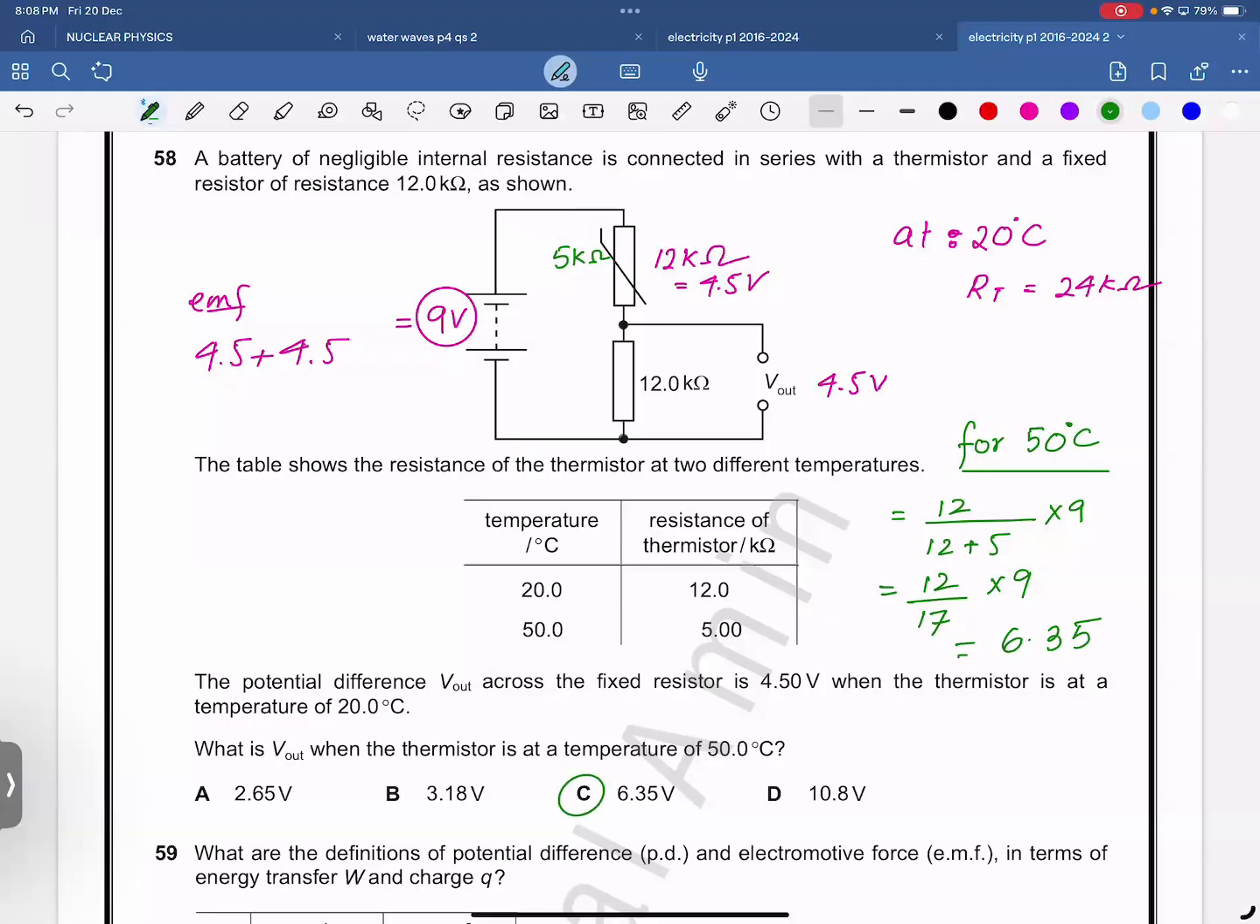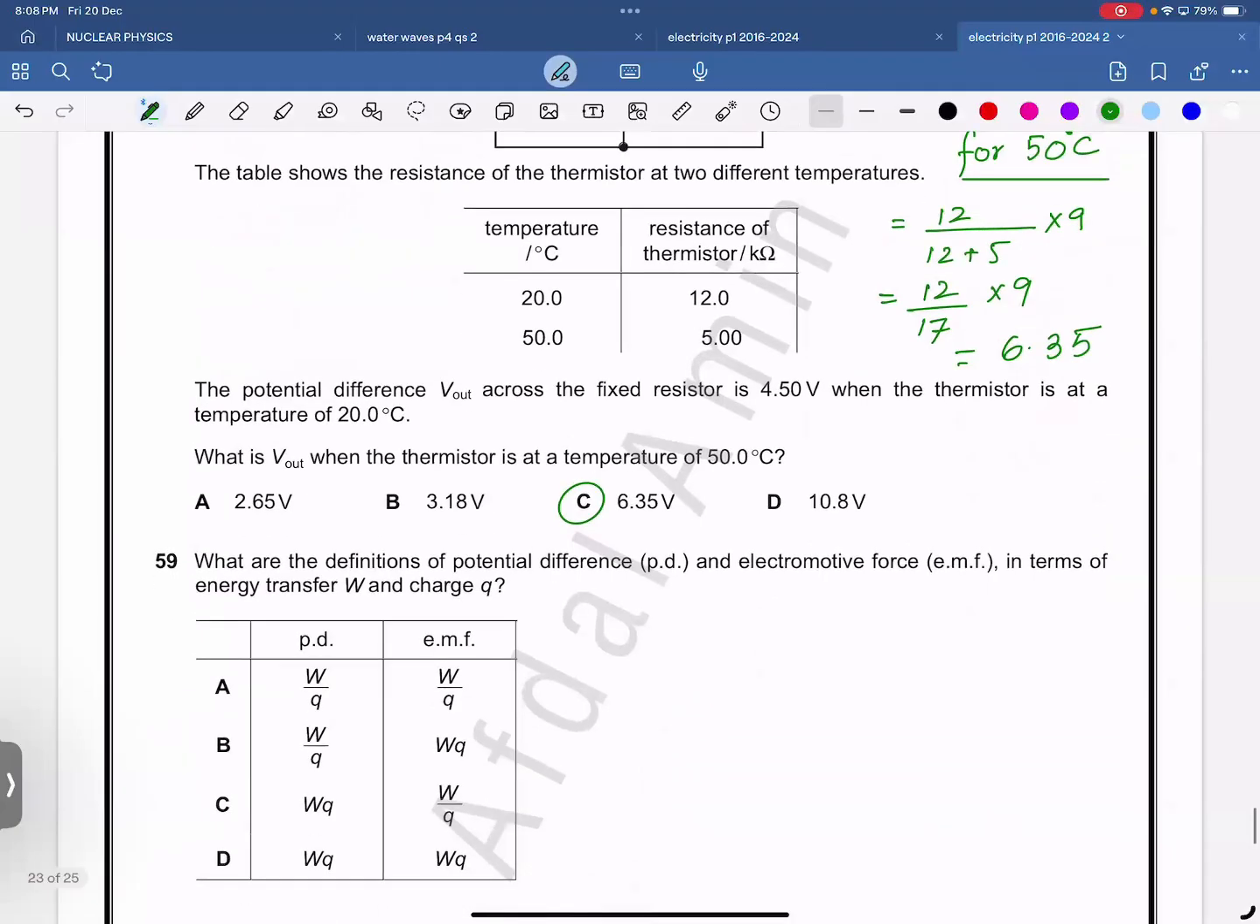Question number 59. What are the definitions of PD and EMF? Both are amount of work done per unit charge. Both. Work done per unit charge. The difference is energy converted from electrical to other, or other to electrical. It's easy.